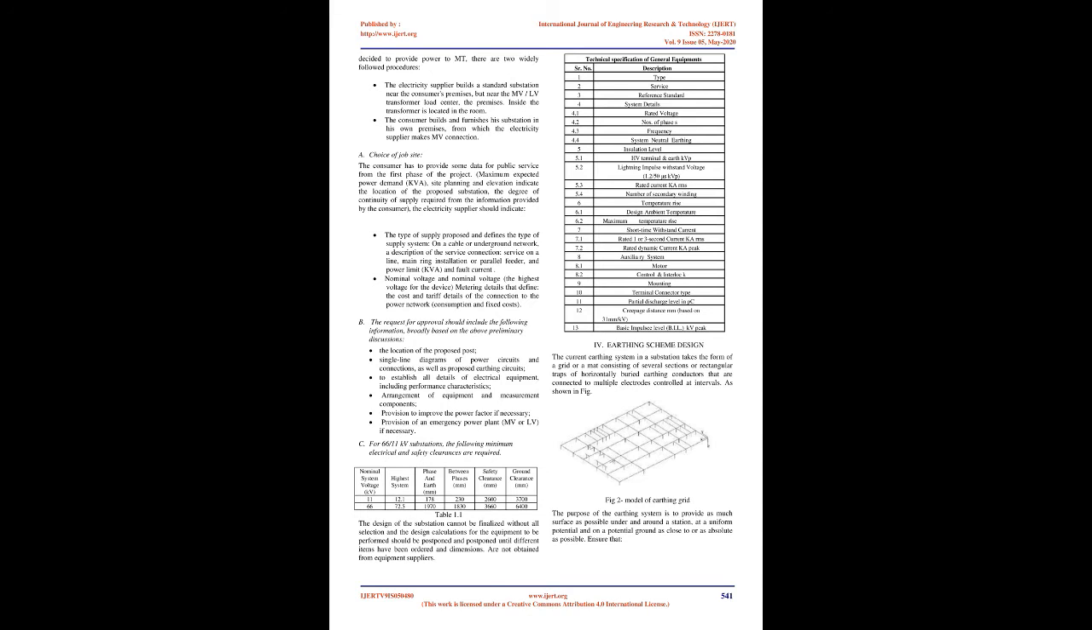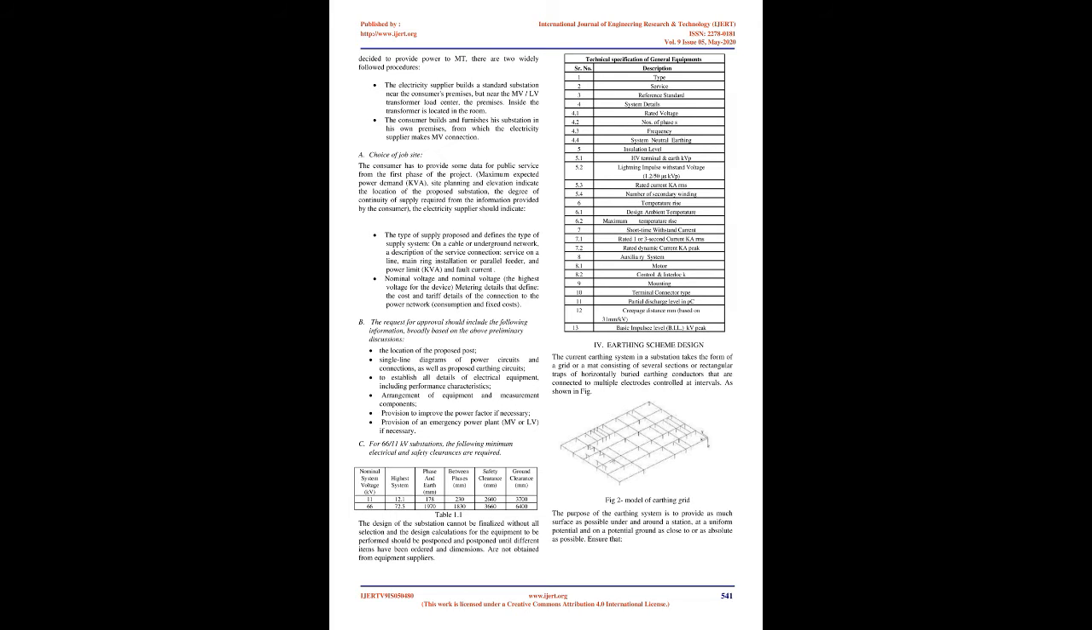For earthing scheme design, the current earthing system in a substation takes the form of a grid or a mat consisting of several sections or rectangular traps of horizontally buried earthing conductors that are connected to multiple electrodes at controlled intervals, as shown in Fig 2, model of earthing grid. The purpose of the earthing system is to provide as much surface as possible under and around a station at a uniform potential and on a potential ground as close to absolute as possible.